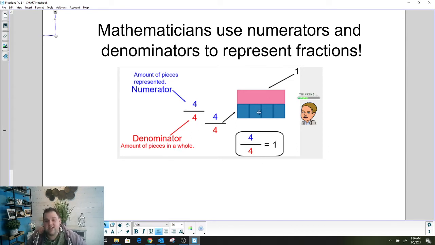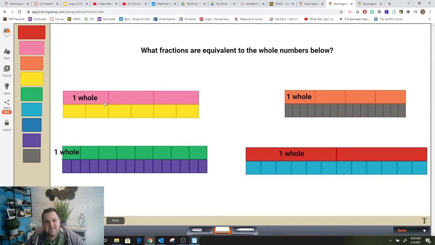So we talked about this picture earlier. There's 4 pieces we can see here. That's the numerator. There's 4 pieces that are fitting inside of this one whole. That's the denominator. So we're going to practice even further today with different sized wholes.